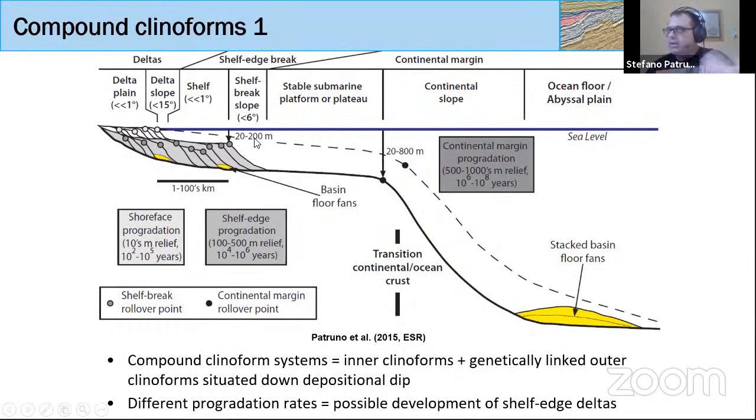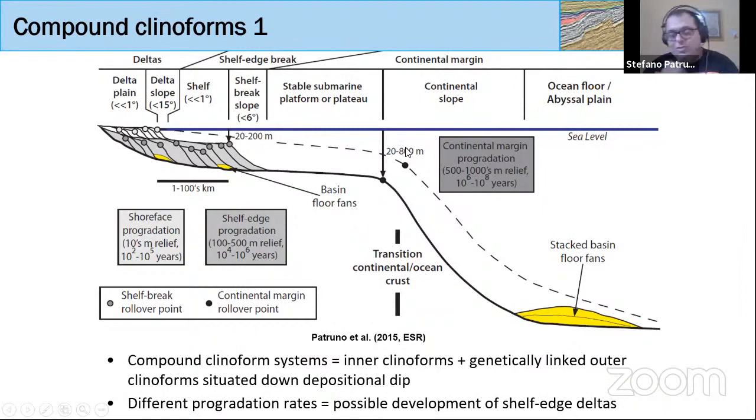If we see that there is a shelf edge clinoform and the continental margin clinoform progressing at the same time, albeit at different rates, it's also a compound system. A compound system between a delta and the shelf edge, or between a shelf edge and continental margin. Sometimes you can have the full set: the delta, the shelf edge, and the continental margin, all progressing at the same time. That is a compound of everything. It is rare to see all of that, but basically this sketch would represent exactly that.